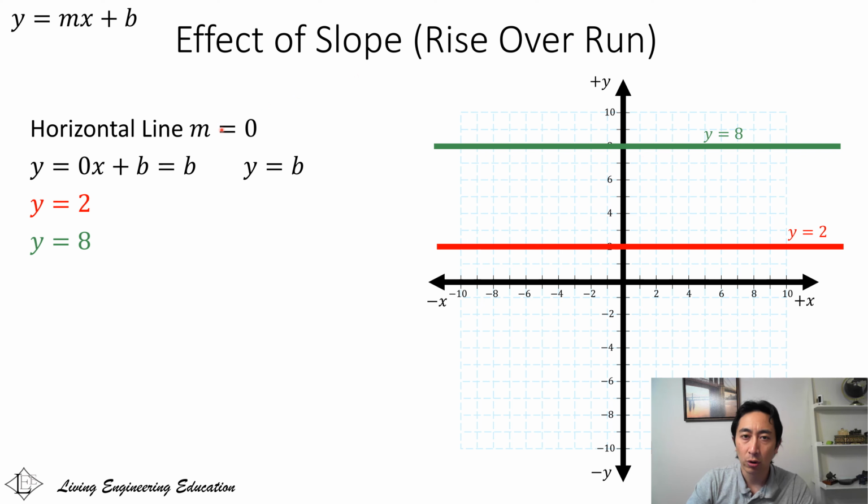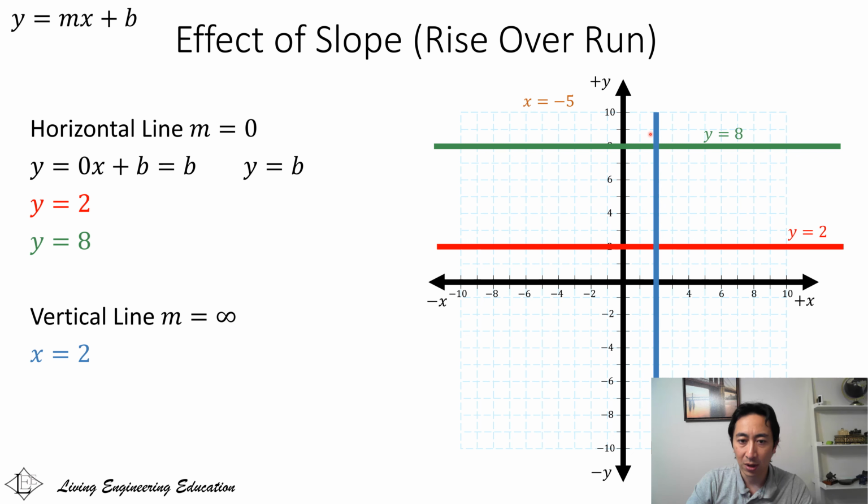What happens if we draw a vertical line? Then the run is equal to 0. So rise over run, if you have something over 0, it will be infinite. So a vertical line has a slope of infinity. So as an example, x equals 2. You would not use the y equals mx plus b form if you're drawing a vertical line.